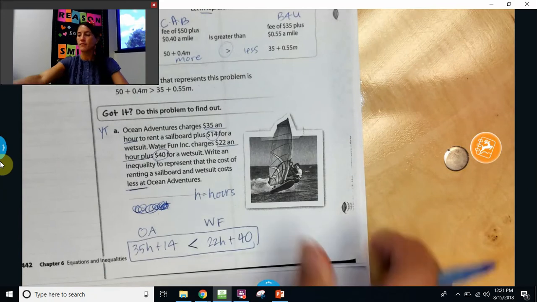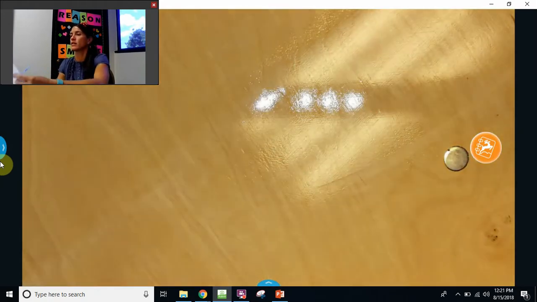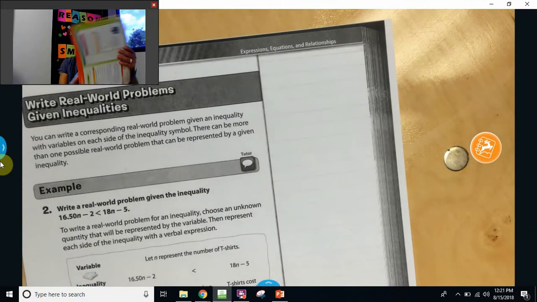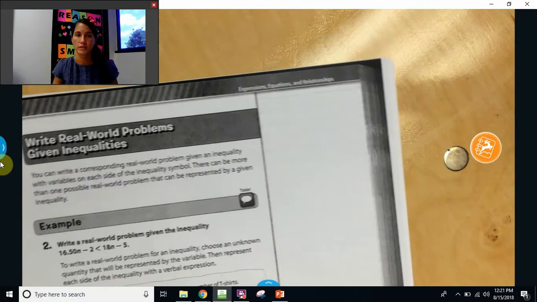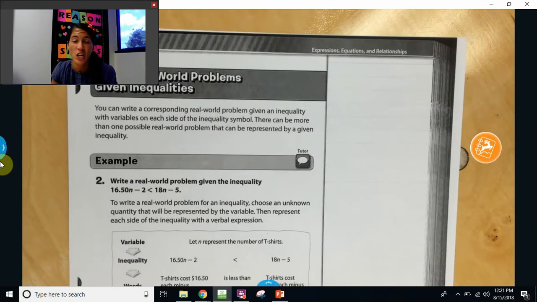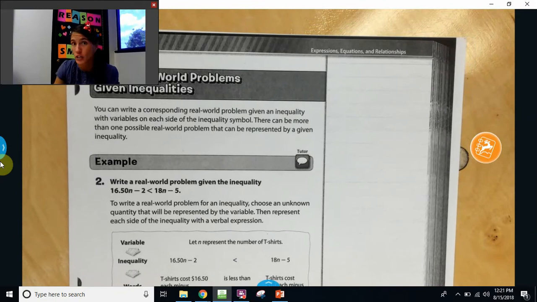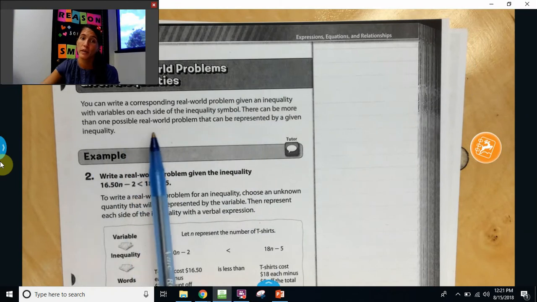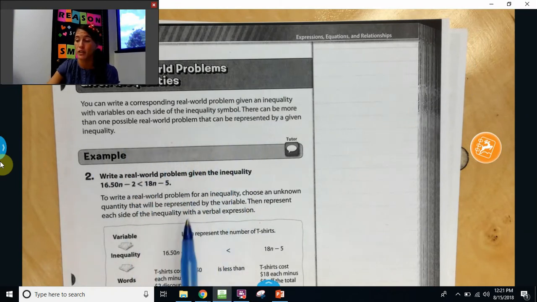Okay, last page. All right, write real-world problems given inequalities. So this part can be even trickier sometimes because you have to be creative and you have to be the one to make up things. You can write a real-world problem if you just know a key points. So there can be more than one possible real world. So that's really important. There can be more than one possible answer. Just depends on what you're talking about.